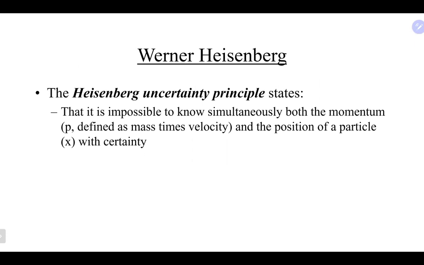basically says it's impossible to know simultaneously both the momentum and the position of a particle with any type of certainty. So the idea of Heisenberg is the more you know about the momentum, the less you know about the position of a particle, and vice versa. The more you know about sort of the position of a particle, the less you know about how it's moving.